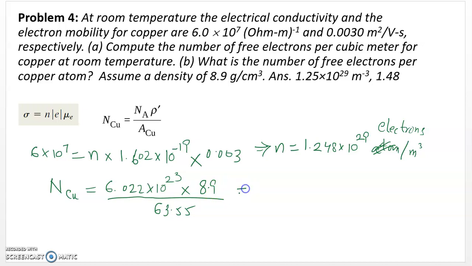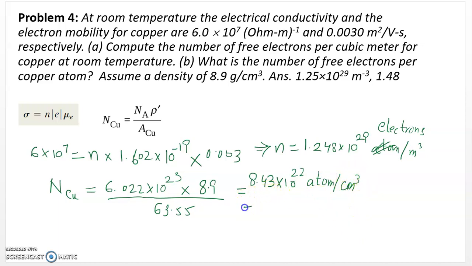In this way we will find the number of atoms per cubic centimeter. If I calculate it, we get 8.43 into 10 to the power 22 atoms per cubic centimeter. We need to convert it into per cubic meter.